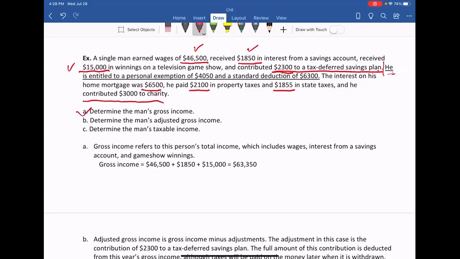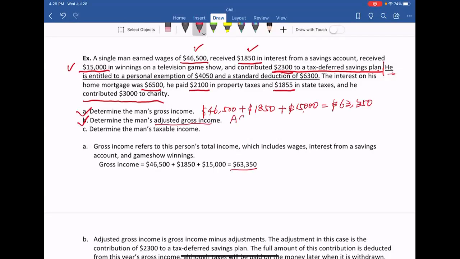So let's see the question. Determine the man's gross income. That equals 46,500 plus 1,850 plus 15,000. So this is his gross income, which I provided here, 63,350.